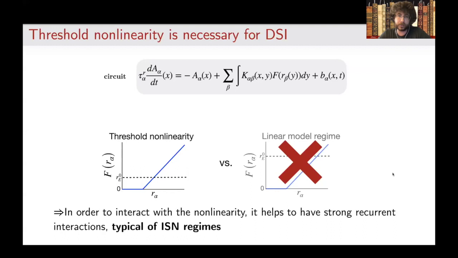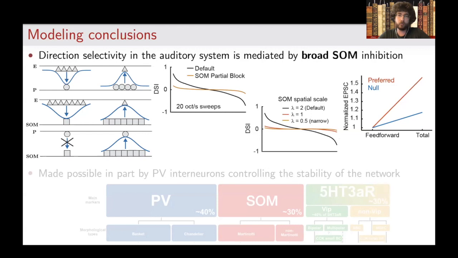All right, so just to wrap up, what does this model show? Well, it shows that for SOM inhibition, the key component is really this broadness in terms of the connectivity.